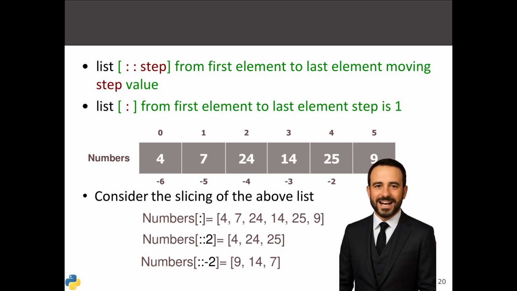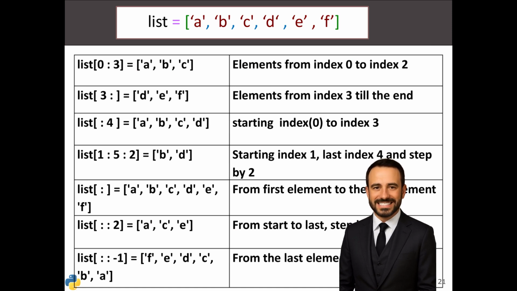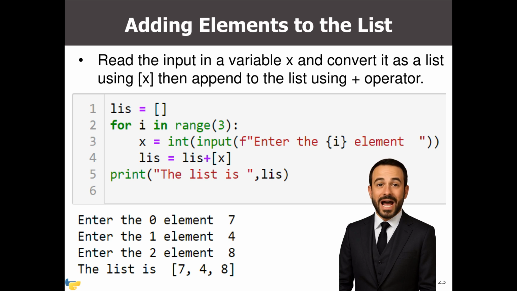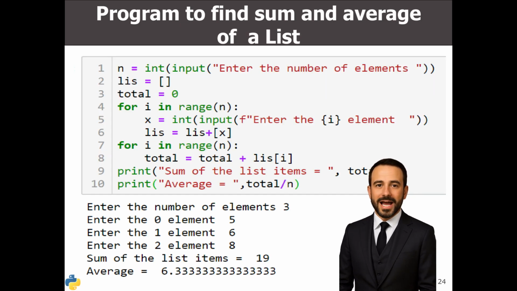This slide explains slicing using the step value, providing examples to extract specific elements. This table summarizes Python list slicing examples, showing how different parameters affect the extracted sublist, including reversing the list. Given LST equals [40, 50, 20, 30, 90], determine the results of these slicing operations. To add elements, read input, convert it, and append using the plus operator, as shown in this code snippet. This program calculates the sum and average of a list of numbers, prompting for input and displaying results.